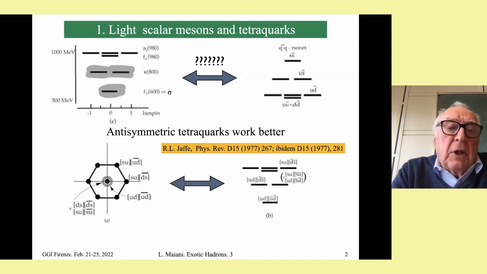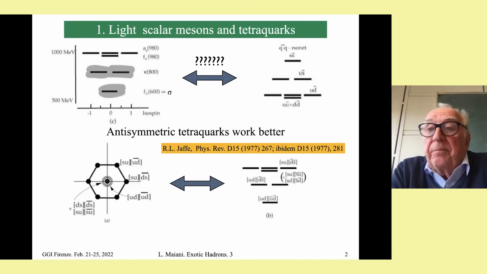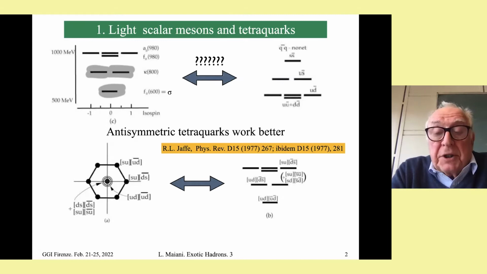And this nonet has a spectrum which is totally reversed with respect to the expectation of QQ bar. In fact, as I said, the isospin equal one states have an S S bar pair in the diquark and in the anti-diquark, so they are the heaviest, while the lightest state has only non-strange quarks.